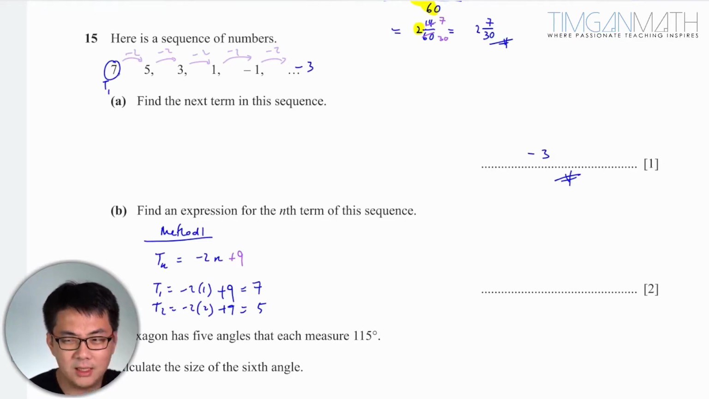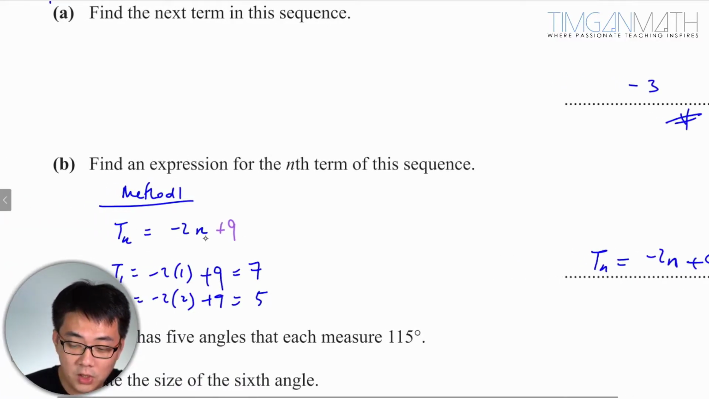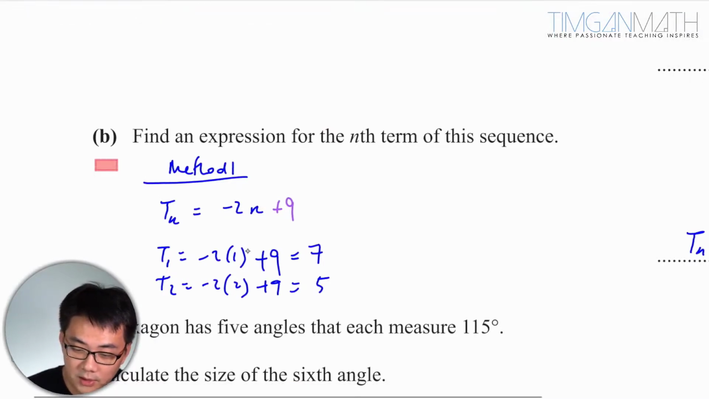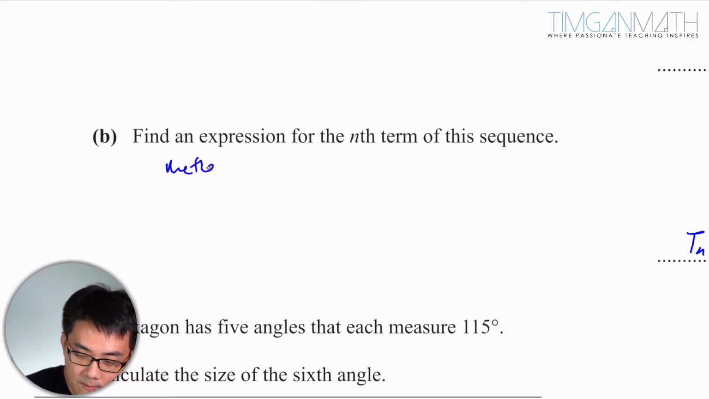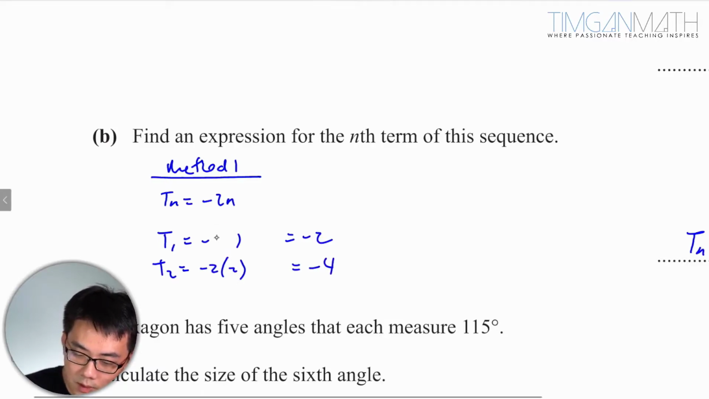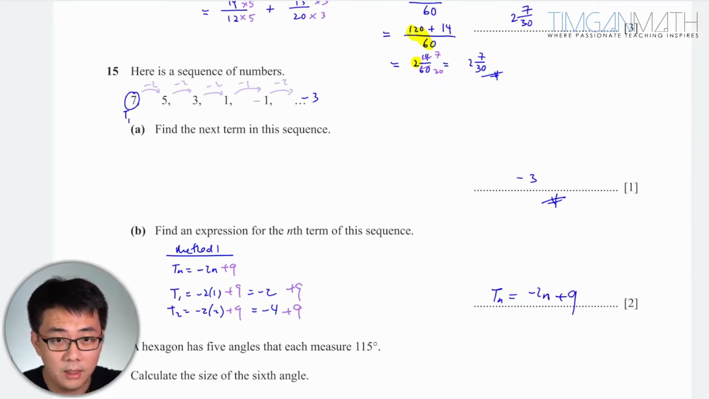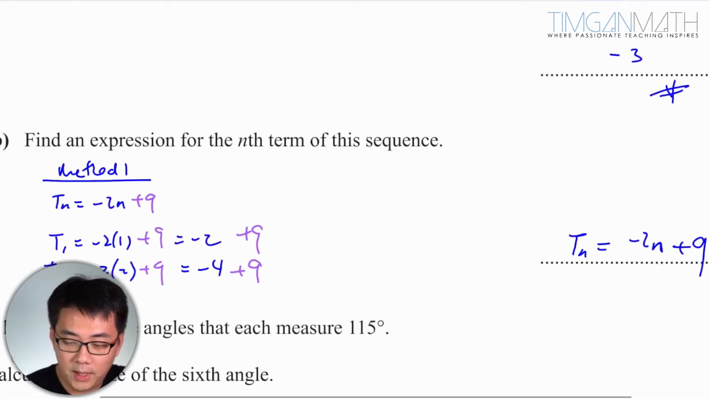So for this first method, the ability to tell that it is an AP is crucial. You just write -2n and figure out what the constant behind is. I repeat, maybe I'll just repeat method 1. Method 1: Tn, we start with -2n, and T1 is -2 times 1, this is -2. T2 is -2 times 2, which is -4 here. What we need now is making T1 to 7, so this needs to add by 9, and this needs to add by 9 as well. So there you go, -2n plus 9. That's pretty okay. Method 2 will be pattern recognition.